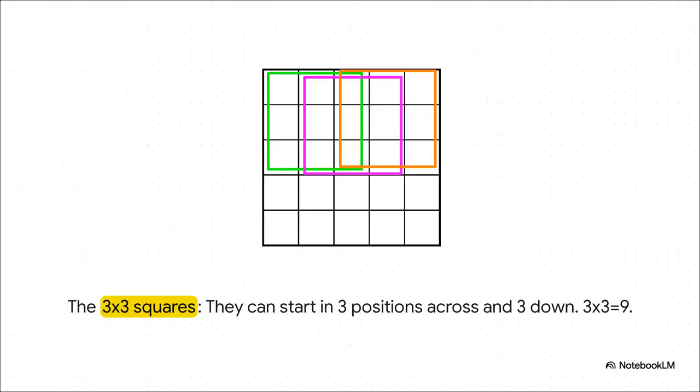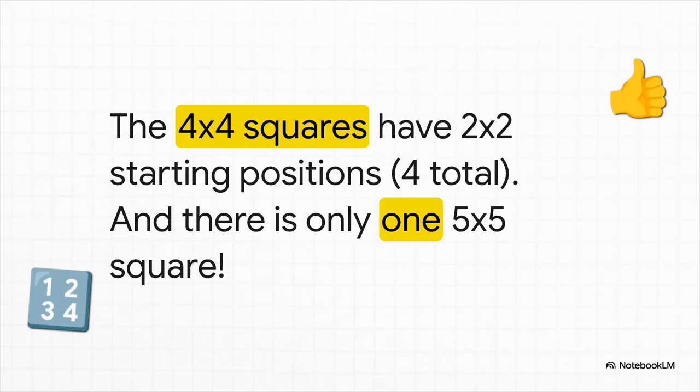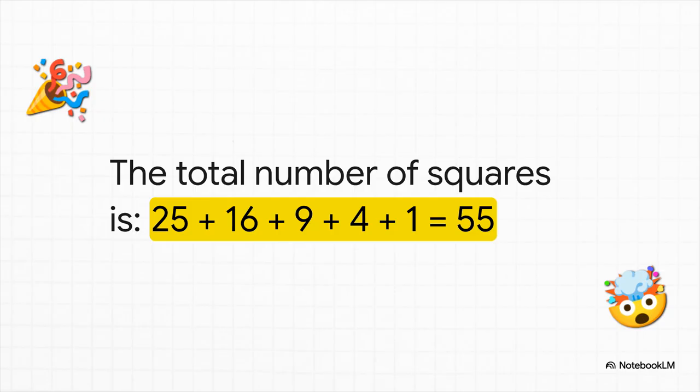And hey, the pattern just keeps on going. For the 3x3 squares, there are even fewer places they can fit. Just 3 positions across and 3 down. So 3 times 3, that's 9 of those. For the bigger 4x4 squares, you've only got 2 possible starting spots across and 2 down. So that's a total of 4. And of course, the biggest one of all, the entire 5x5 grid itself, there's only one of those. So, if we add all of those up, the 25 little ones, the 16 2x2s, the 9 3x3s, the 4 4x4s, and that one big one, we get a grand total of 55 squares.